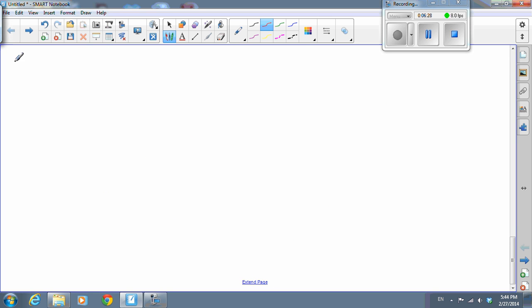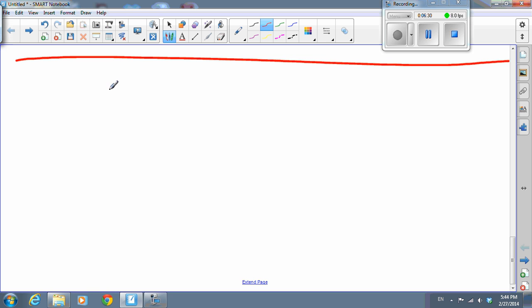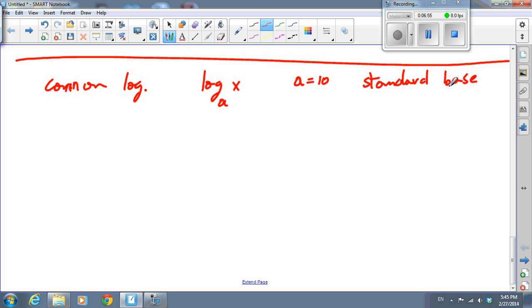All right, let's go ahead and continue. I'll put a line through this. Let's talk about the common log function. I have log base a of x. When a is equal to 10, that's your standard. It's called the standard base because that's what the calculator knows. That's all the calculator knows. If you don't put the base on your calculator, it's doing log base 10.